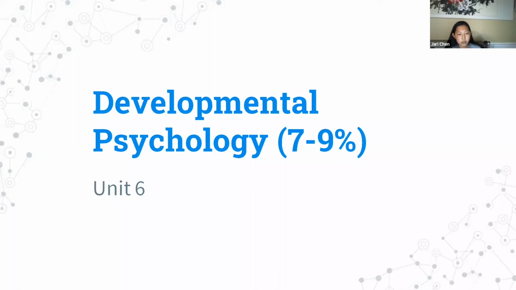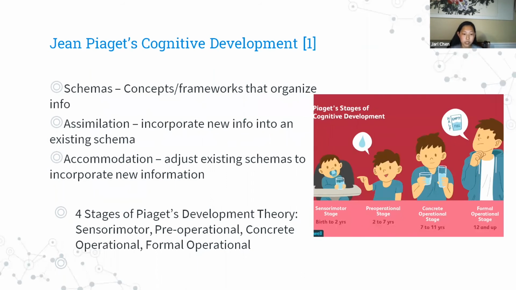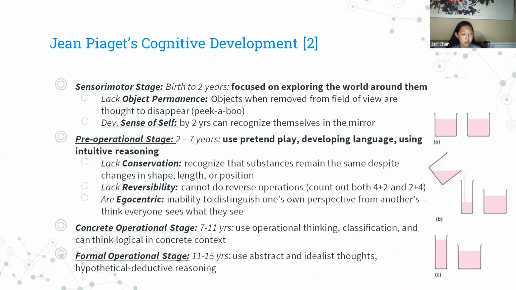Okay, developmental is basically children's psychology. That's basically it. So there are 3 big theories of development. The first one is Jean Piaget. There are 4 stages: sensorimotor, pre-operational, concrete operational, and formal operational. In the sensorimotor stage, it's when you're very, very small. It's when babies lack object permanence.